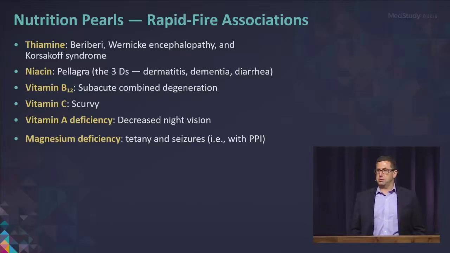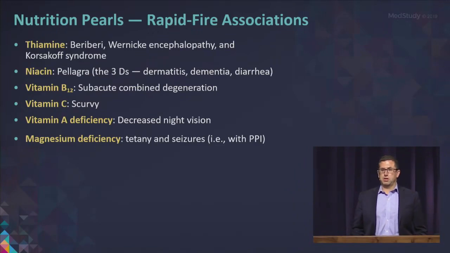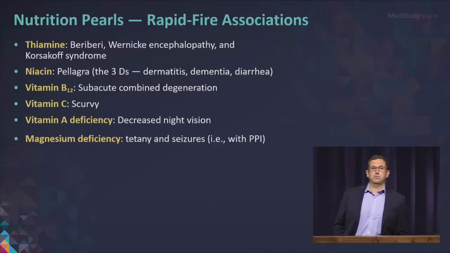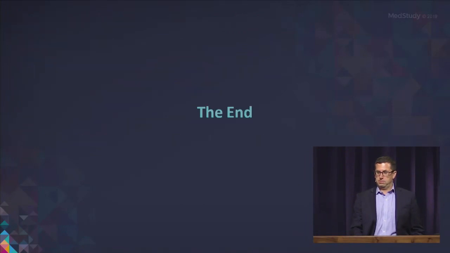So nutrition pearls, this is the last slide. Thiamine is associated with beriberi, Wernicke encephalopathy, and Korsakoff syndrome. Niacin, remember the 3 Ds: dermatitis, dementia, and diarrhea. Vitamin D is associated with subacute combined degeneration of the spinal cord. Vitamin C is associated with scurvy and poor wound healing. Vitamin A is associated with decreased night vision. And magnesium deficiency is frequently seen with PPI use and can be associated with tetany and seizures. That's it. All right.